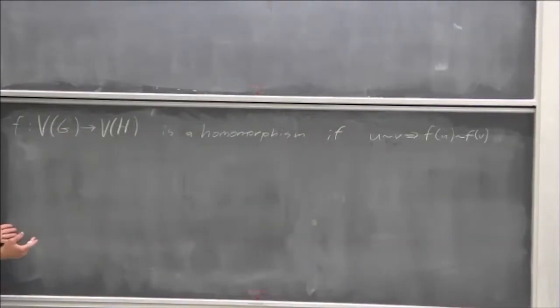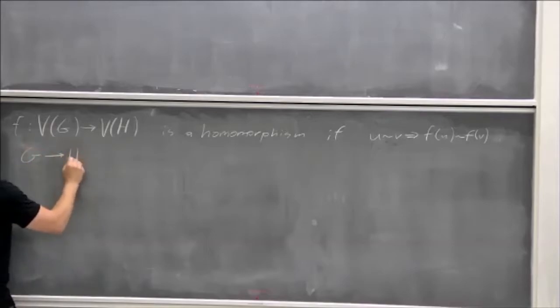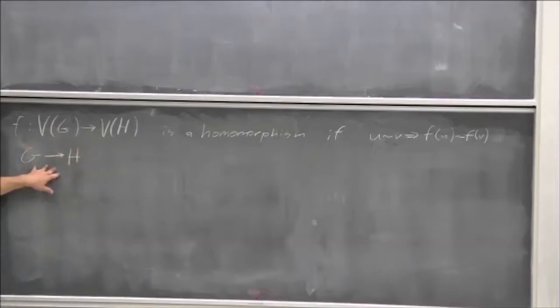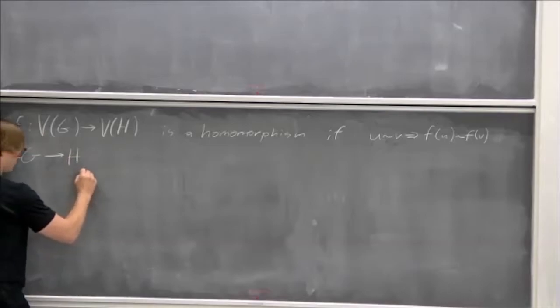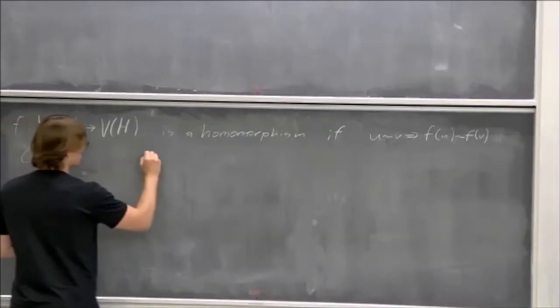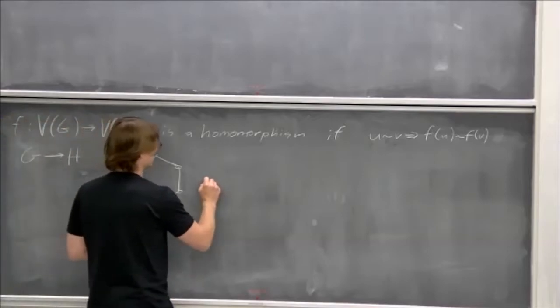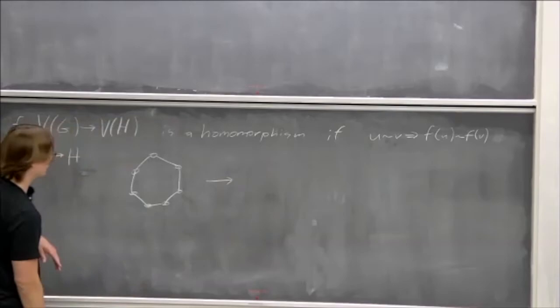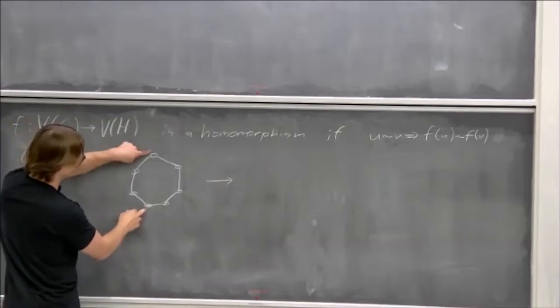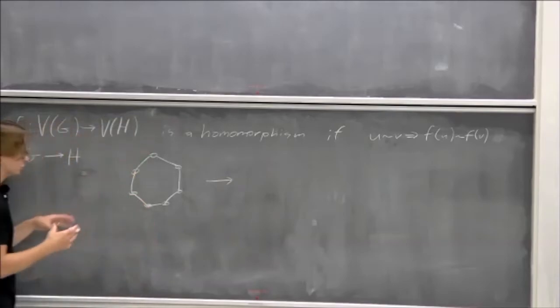And so let's maybe look at a few examples. First, I would just say that whenever there exists a homomorphism from G to H, we write G arrow H. This just means there exists some homomorphism from G to H. So what's an example of this? Well, we can take this 7-cycle and we can map it to a 5-cycle, essentially by taking a path of length 3 and folding it up into just a single edge.